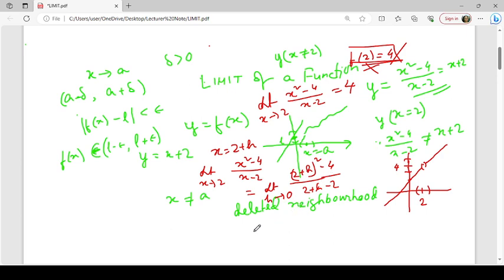Then after simplification we get the limit as h tends to 0, where the denominator is h and the numerator will be 4h plus h square, since the 4 minus 4 will go. So this h will be cancelled out and what remains is the limit as h tends to 0 of 4 plus h. So as h tends to 0, the value is 4.